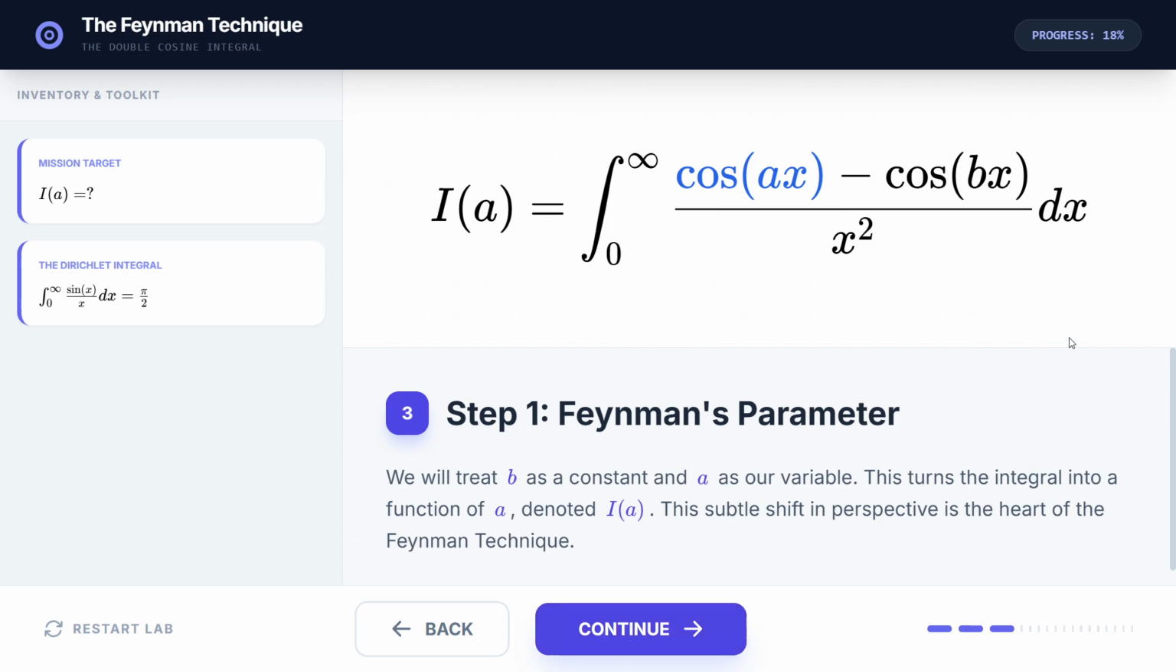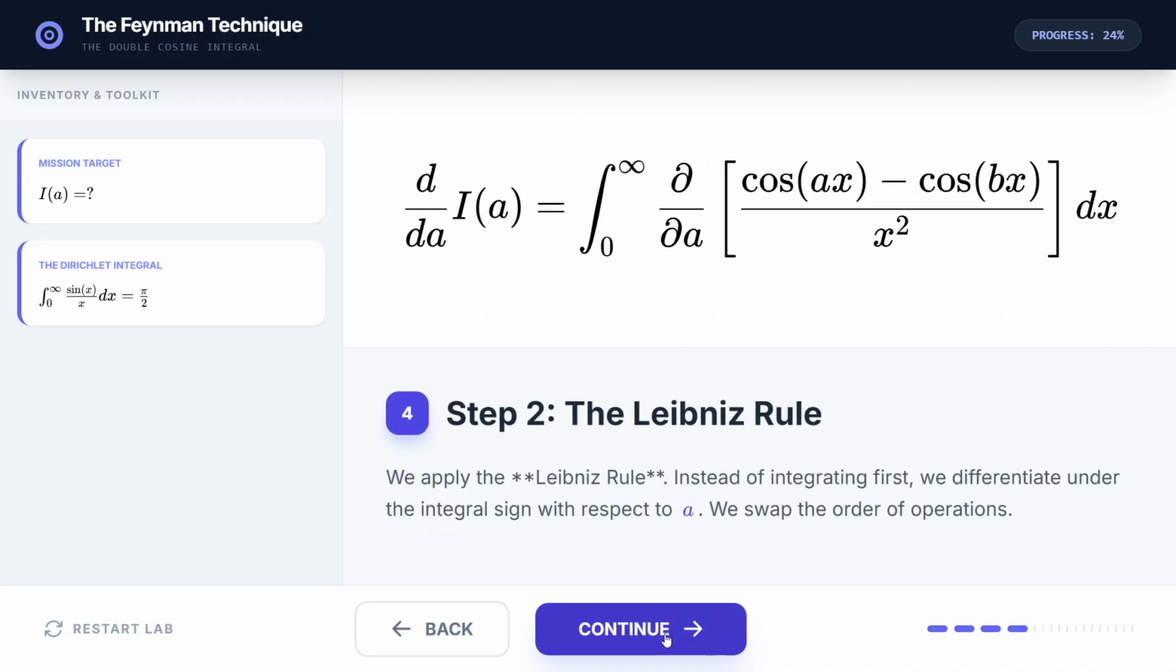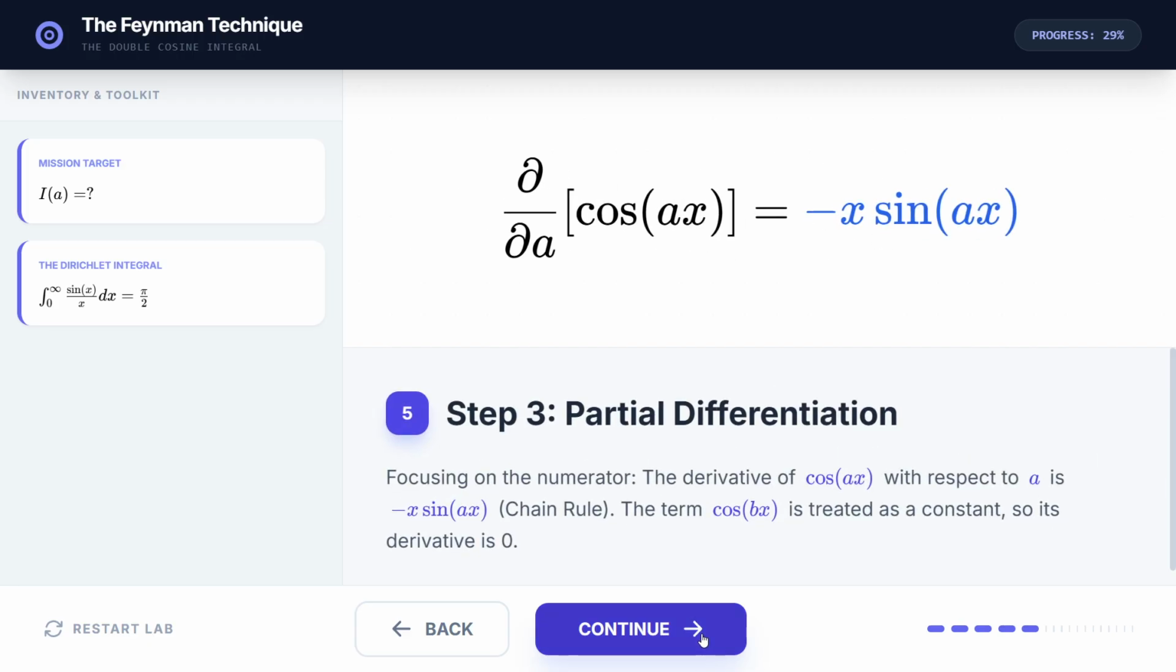So our first step, again, is to treat our integral as a function of a, where b is just an arbitrary constant. Okay, now we're going to take the derivative of our function of a there, using the Leibniz rule for differentiation under the integral sign, which says we can pass the derivative inside as a partial, and then evaluate the partial, then evaluate the resulting integral.